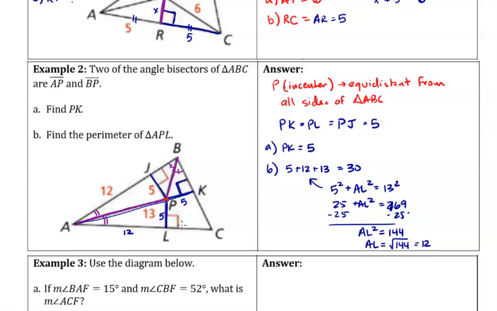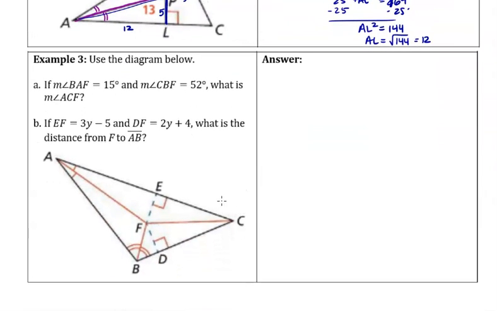Okay, so let's move on to example 3 then. In the diagram below, it says if the measure of angle BAF is 15, so let's go ahead and put 15 degrees there. But we see that's marked congruent to that, so we could also put 15 degrees there. CBF is 52 degrees, so that means that one is 52 degrees, but that would also mean that angle ABF is 52 degrees. What is the measure of angle ACF?